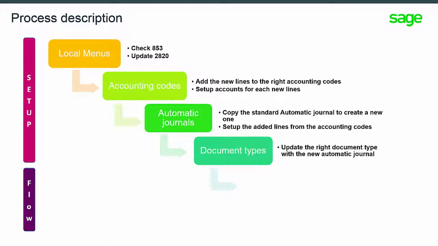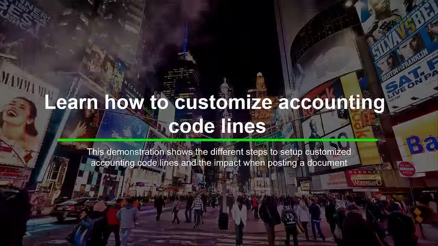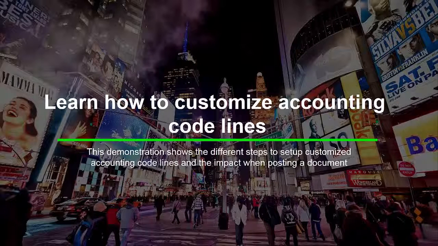Now the setup phase is complete. When you create a new document and post it, the new accounting code lines will be taken into account and the related accounts used in the journal automatically created. Now let's take a look at how to set up customized texts in accounting codes and how this will impact the journals posted from a document.